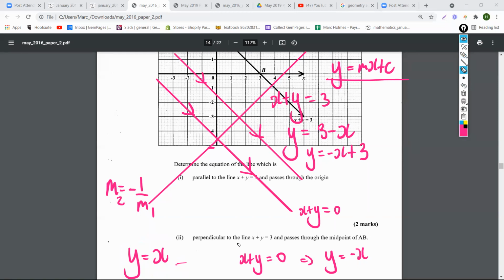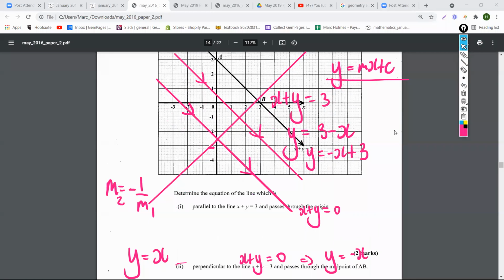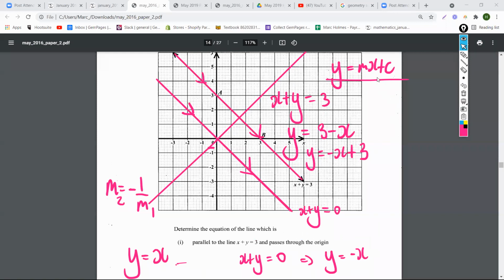So they're asking you to find the equation of the perpendicular line that passes through AB. Yes, that's what they're asking you for. So that's it, guys. This is the equation of the perpendicular line here. Can you guys see it though? Is it making sense to you guys? That's the perpendicular line, guys. So it obviously would be the opposite of this. So that's the equation, y is equal to x.